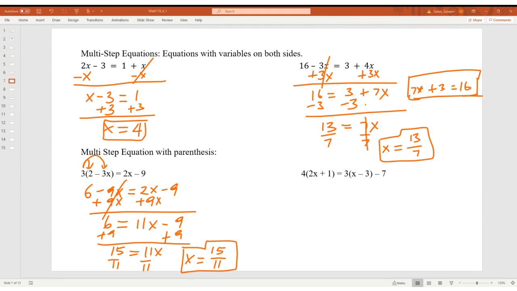Okay, now try the next example. It says 4 times the quantity 2x plus 1, inside of parentheses, equals 3 times the quantity x minus 3, minus 7.